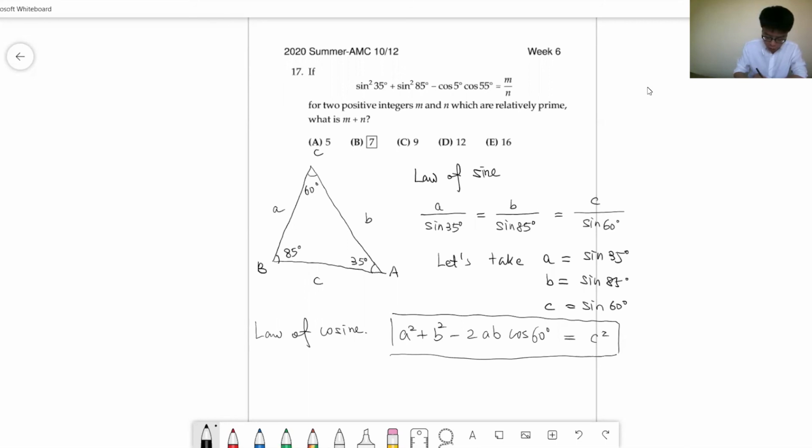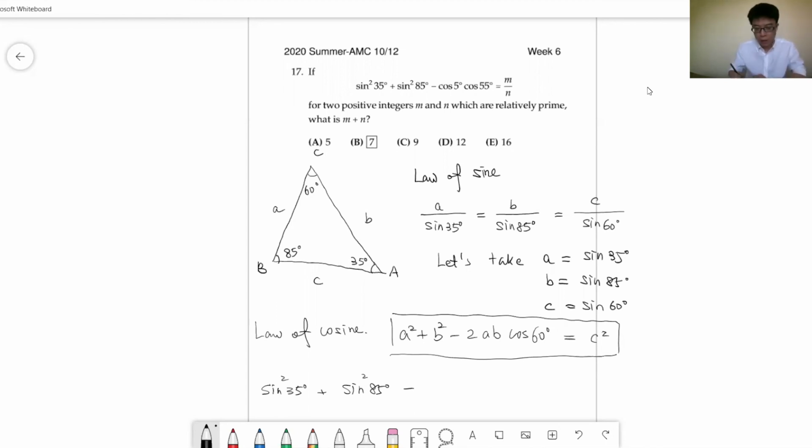A squared is sine 35 squared, and b squared is sine 85 squared, and then minus. Cosine 60 degrees is just 1/2, so this 2 and 1/2 cancel.